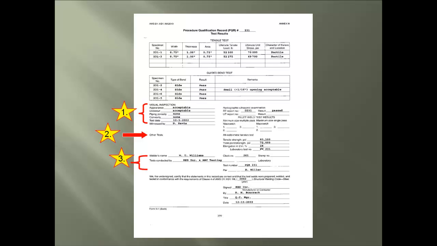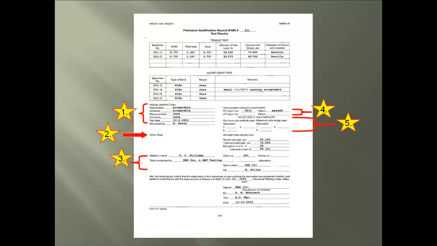Star number 3 shows where the information of whom and how the tracking of the welder was done, and also the company and for what PQR number and by whom conducted the testing for these specimens. Star number 4 is the information for any non-destructive testing such as radiographic or ultrasonic testing.